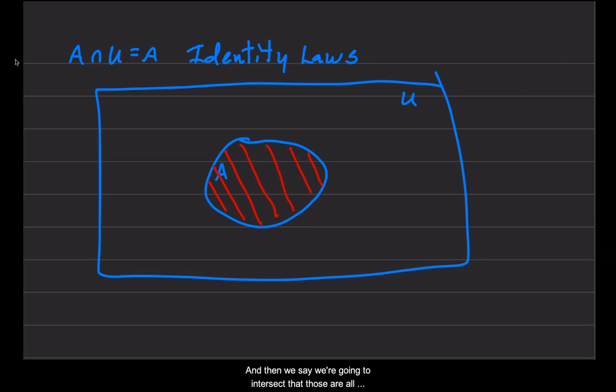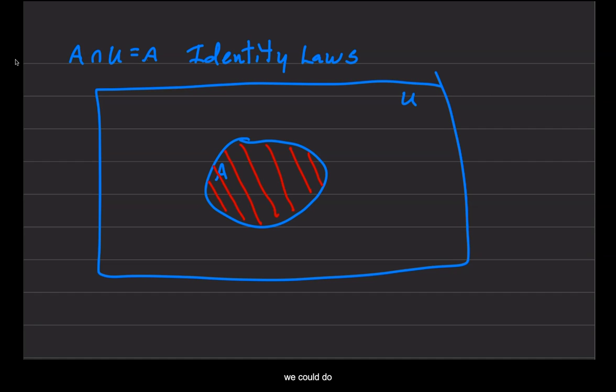And then we say we're going to intersect that. Those are all the elements that are in A and in the universal set. It leaves you with the exact same thing. Easy to see in a Venn diagram. So that one, although not a formal proof, is a nice informal way to show yourself exactly what's going on here.